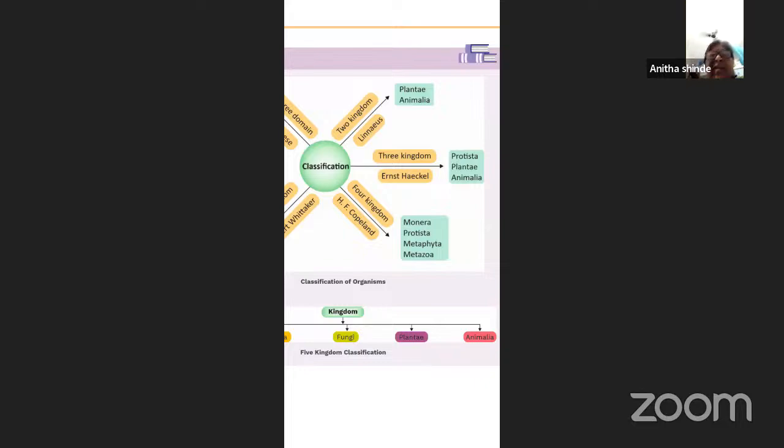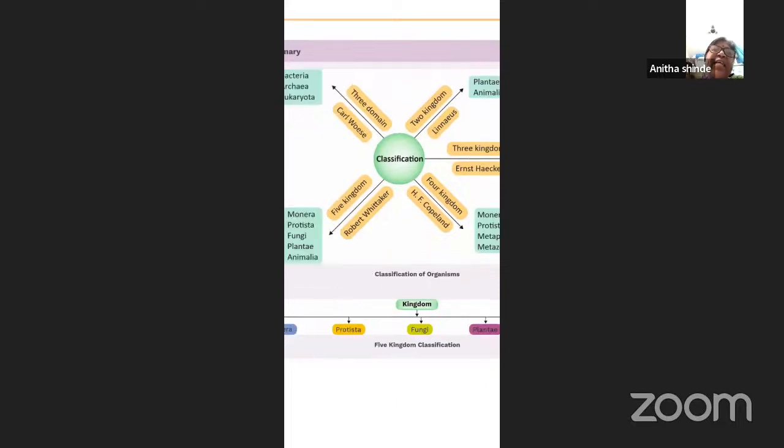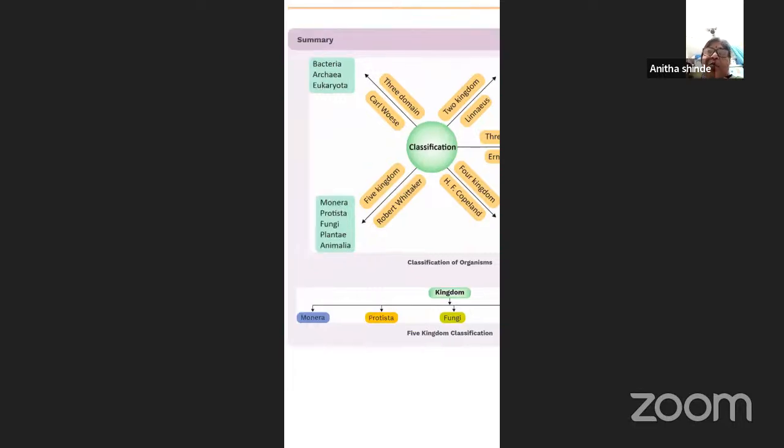That is Monera, Protista, Metaphyta and Metazoa. This was actually given by Copeland, the four kingdom classification. Then you have the five kingdom classification, which was given by Robert Whittaker. It is the most agreed, you can say, or accepted classification. That is Monera, Protista, fungi, Plantae, and Animalia.